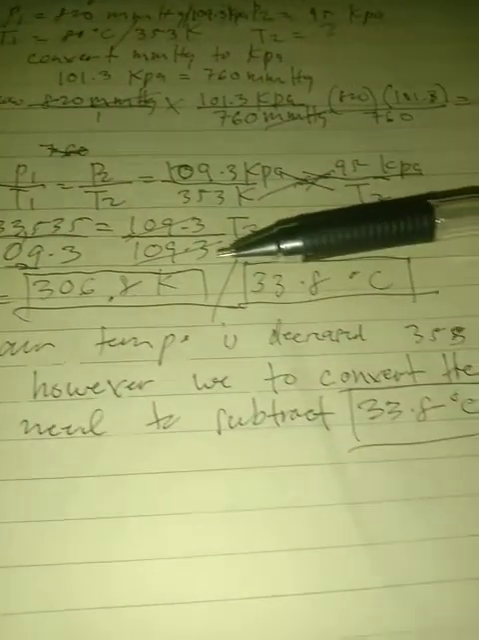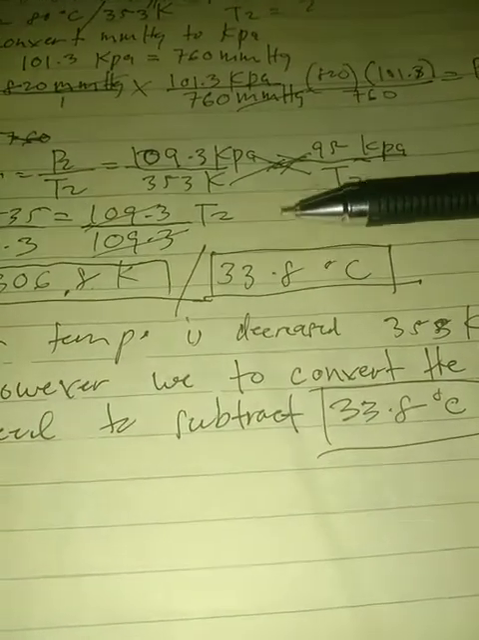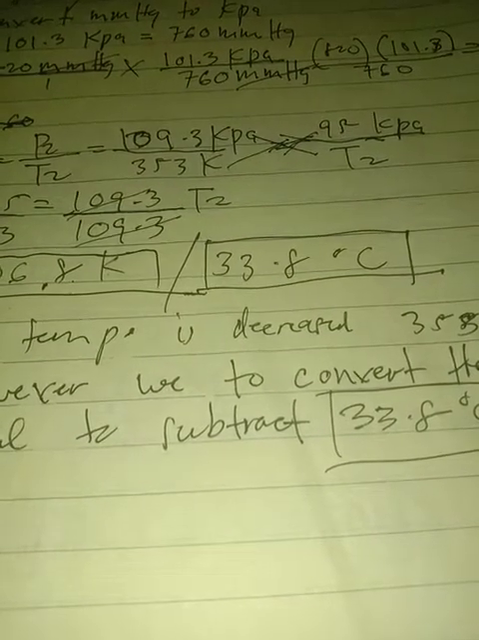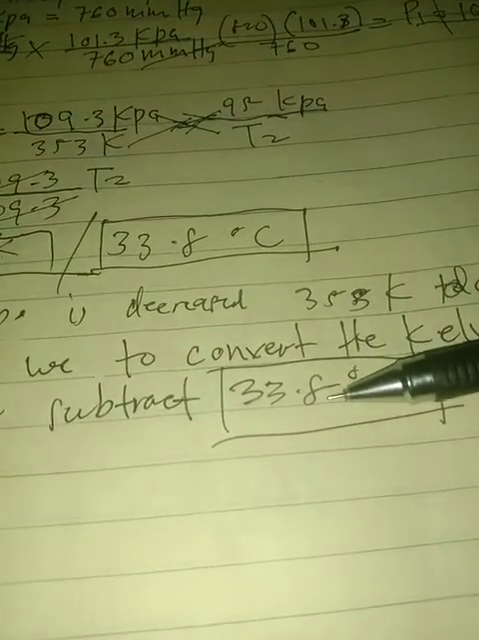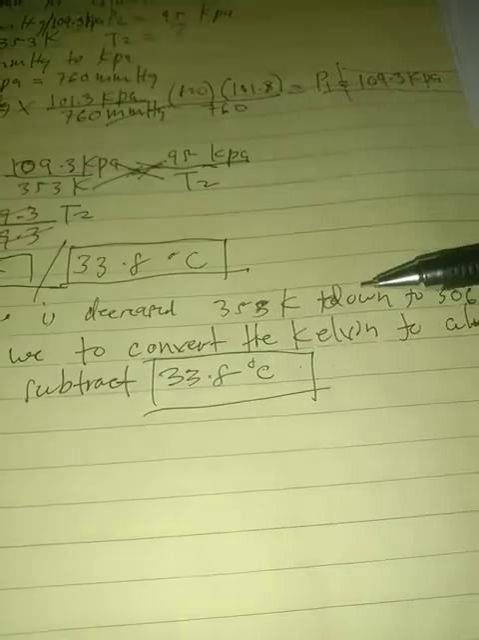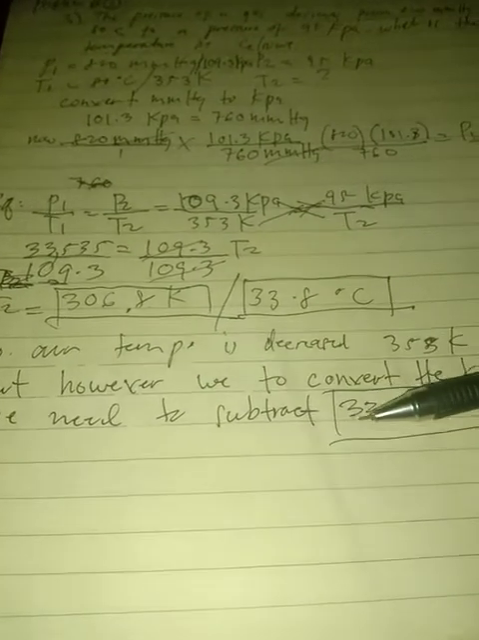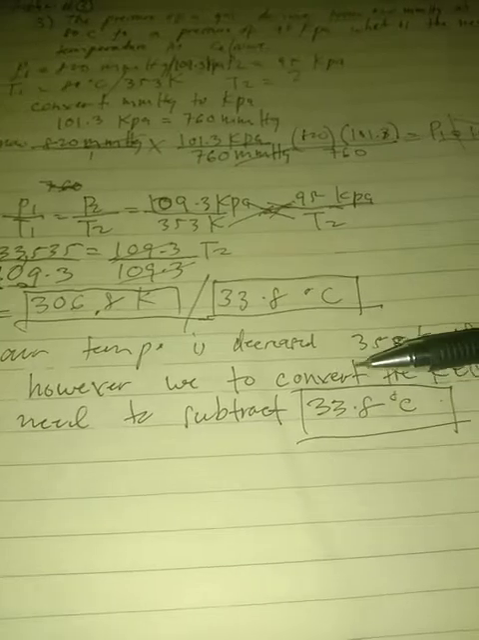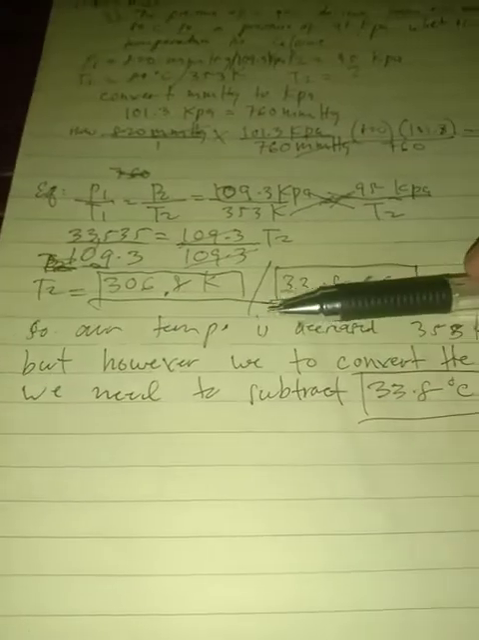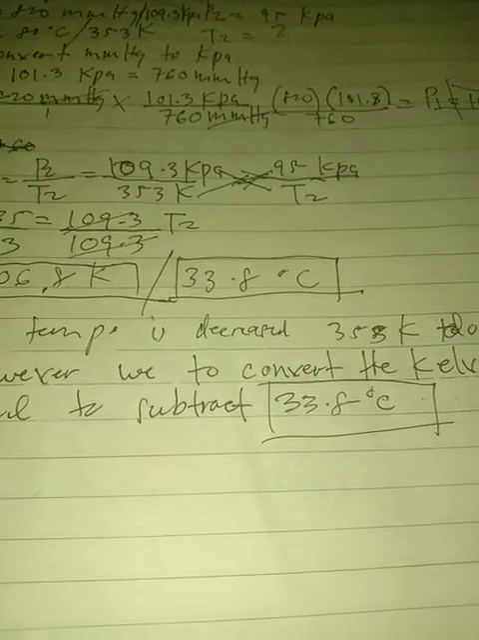Now we are going to convert Kelvin to Celsius. We subtract 273. The answer is 33.8 Celsius. So this is our answer in number 3. Meaning to say, this is our final answer in Celsius.